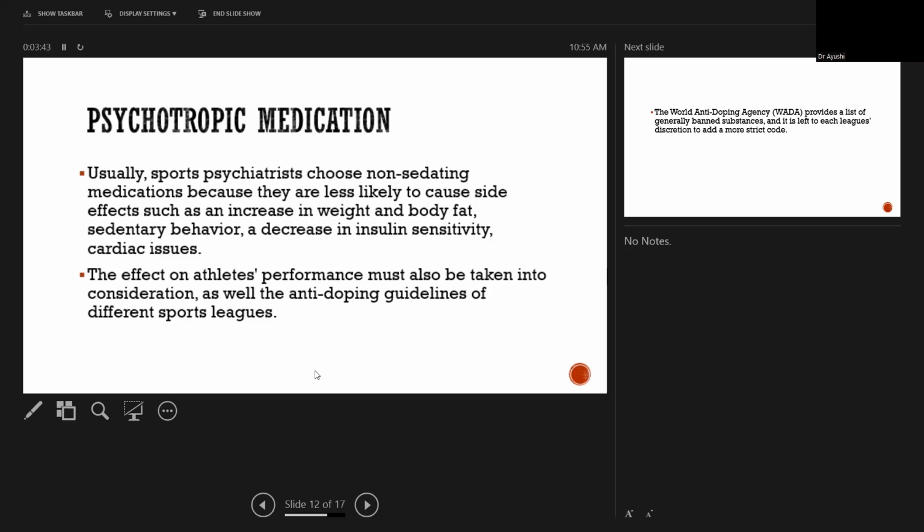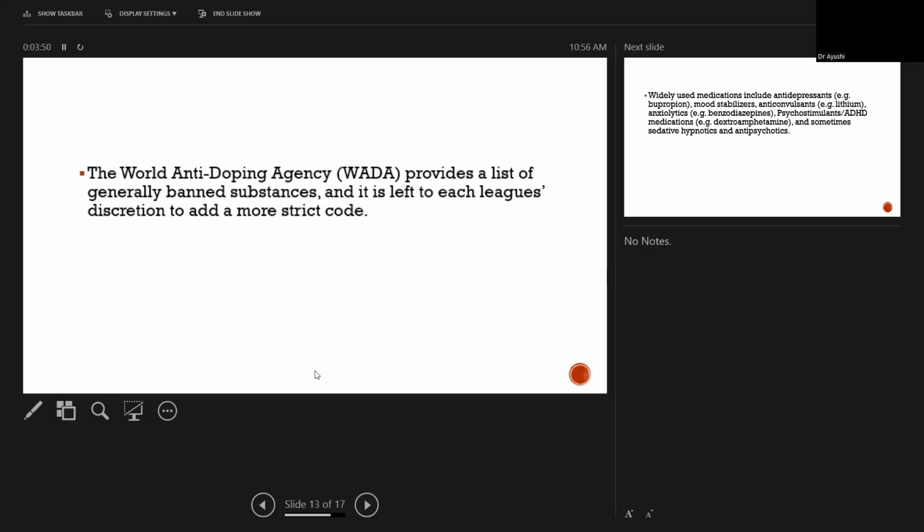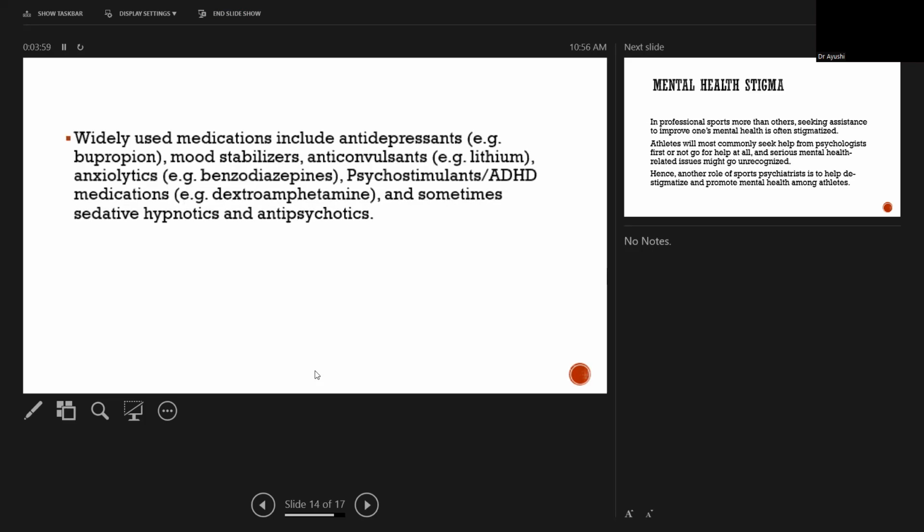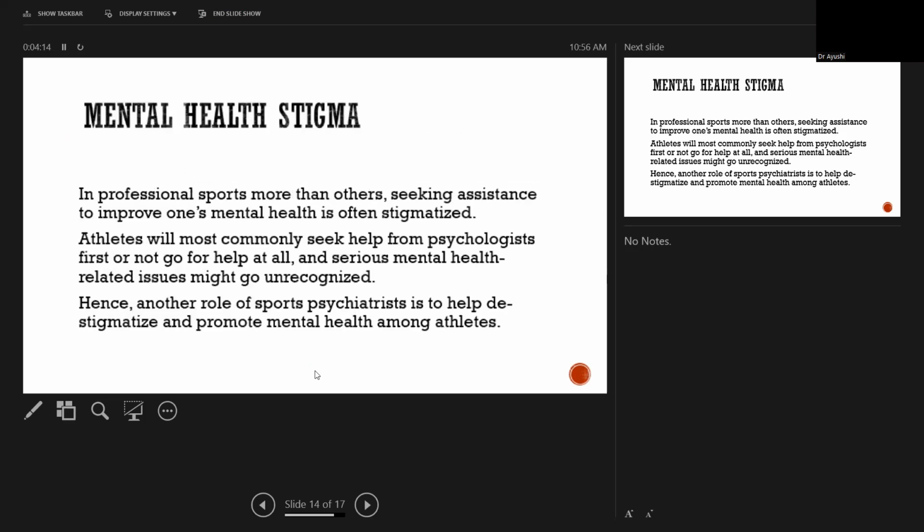The effect on athletes' performance must also be taken into consideration, as well as the anti-doping guidelines of the different sport leagues. The World Anti-Doping Agency provides a list of generally banned substances, and it is left to each league's discretion to add a stricter code. Widely used medications include antidepressants, for example bupropion, mood stabilizers, anticonvulsants, anxiolytics, psychostimulants, ADHD medications, and sometimes sedative hypnotics and antipsychotics.